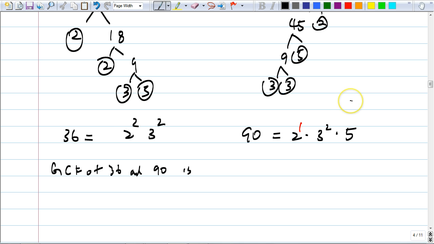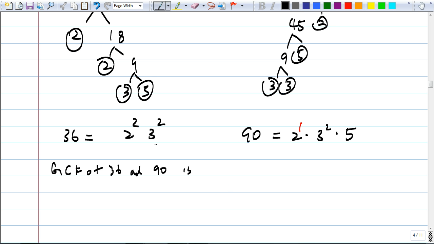Look at these factors. Don't worry about these exponents yet. Look at 2. Is 2 a common factor? Yes, it is. How do you know? It's on both sides. It's on both of these, right? As a factor. Isn't 2 a factor of 36? Isn't 2 a factor of 90? So guess what? We found the common factor.